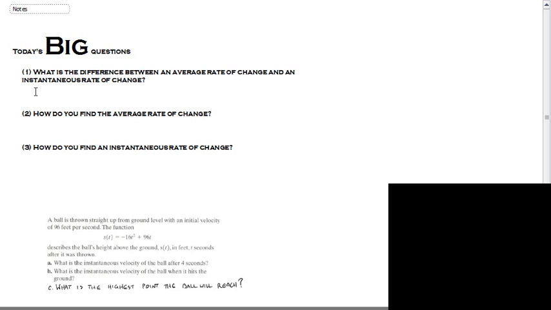And you could certainly write this out on your own notes, but I think the biggest difference between them is the average rate of change is the slope of the secant line, whereas instantaneous rate of change is the slope of the tangent line. And this is all to a curve, so whatever function you're given, that's the slope of the line that we're talking about.